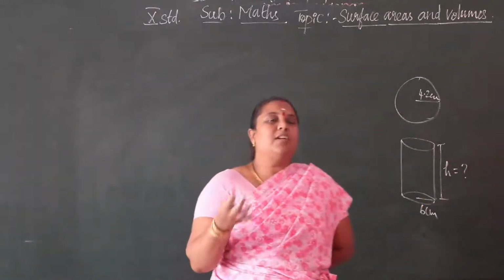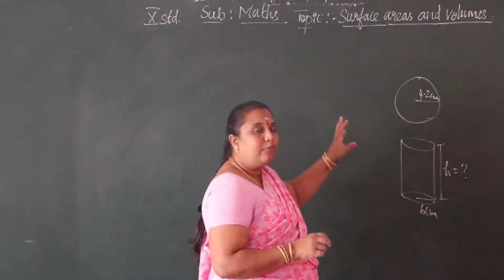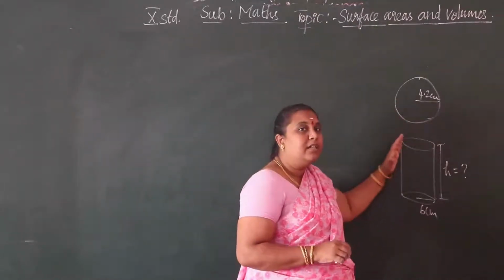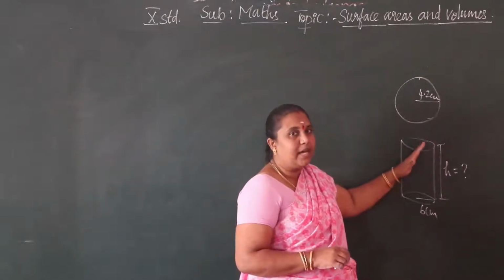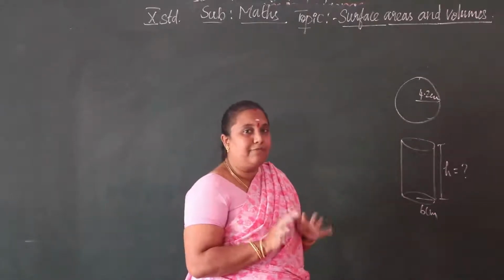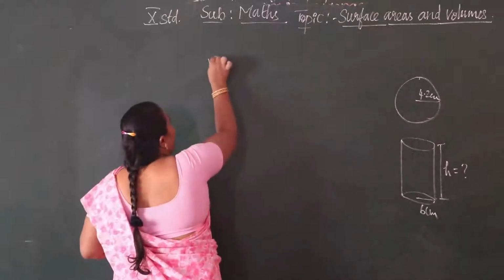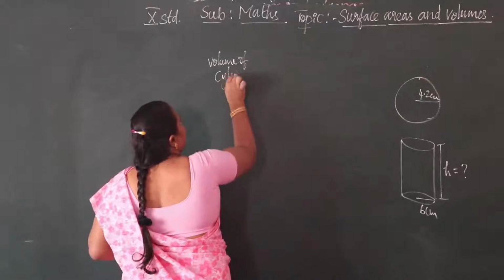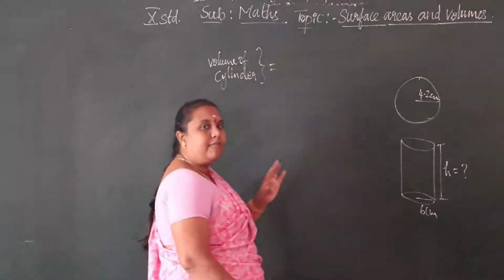So you know, children, what is the formula to find the volume of a sphere? Volume of a sphere is 4 by 3 pi R cube. And what is the formula to find the volume of a cylinder? Pi R square H. Is it right? Okay, so what we want to find out, we have to write first. Here volume of cylinder we have to write first. Volume of cylinder equals volume of sphere.